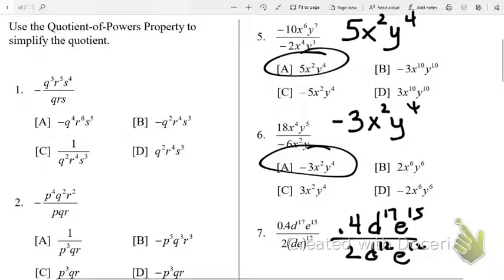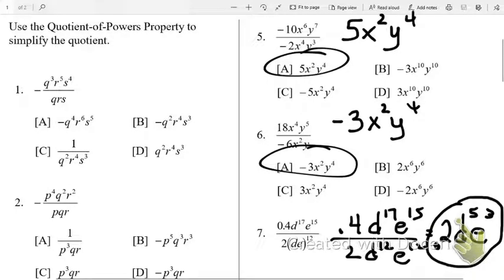All right, 0.4 divided by 2 is going to be, I believe, 20. I hope I did that right. Oh, I'm sorry. I did that wrong. I'll rephrase that. 2 goes into 0.4, 0.2 times. So 0.2. That's the point, by the way. Now come the D's. Subtract the powers. 17 take away 12 is 5. Letter E. Subtract those powers. The difference is 3. All right. So I'm going to say 0.2, D power 5, E power 3.